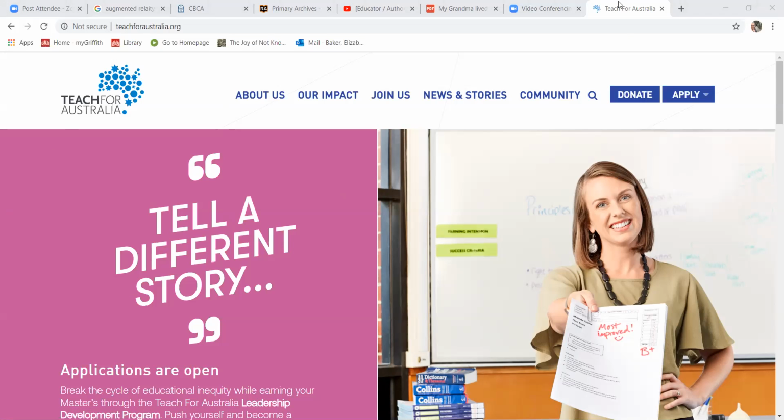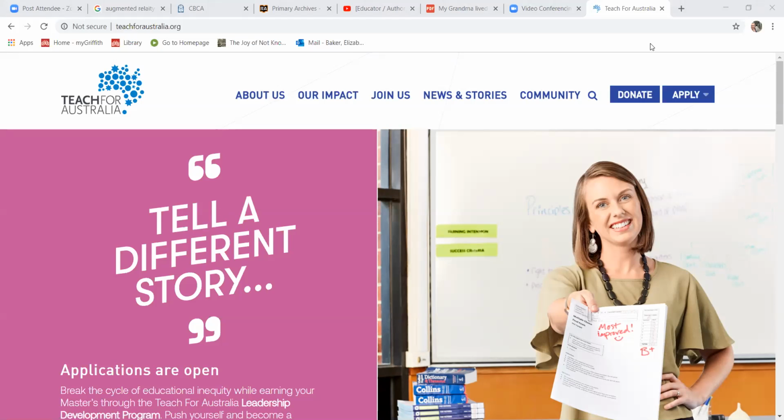If you don't know what Teach for Australia is, it's recruiting people who have already been working as professionals in other areas to do a short kind of postgraduate degree so that they can become teachers. It's a very, very short degree, and then they're put into classrooms around Australia. So you've got a bit of background.